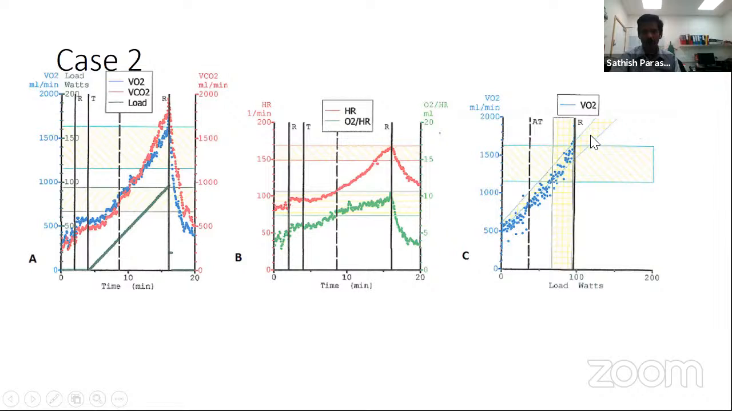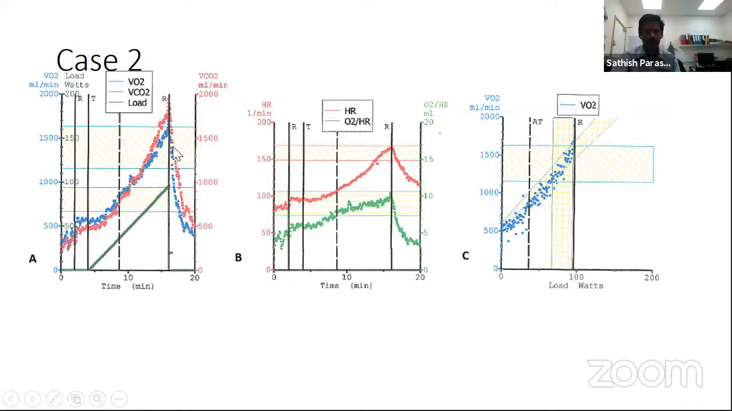Again, all shows a normal heart, normal cardiac pump. You see the heart rate again goes up nicely. Peak heart rate is about 170. There is no conduction problems. And I can fairly confidently say there is no myocardial ischemia here.